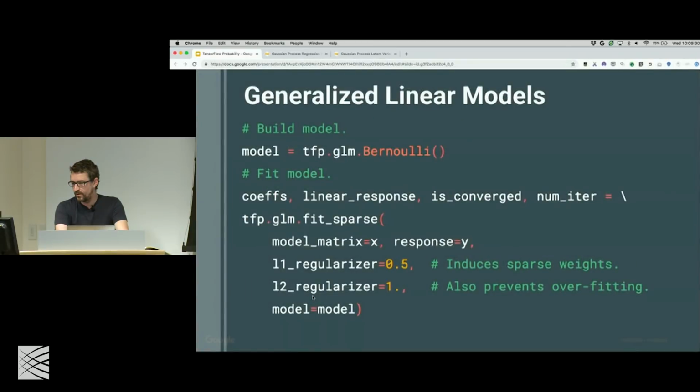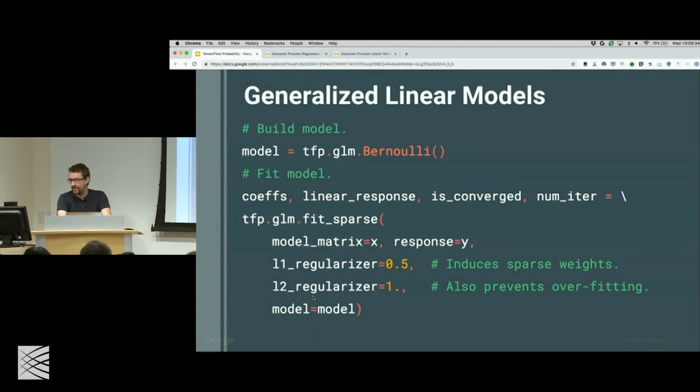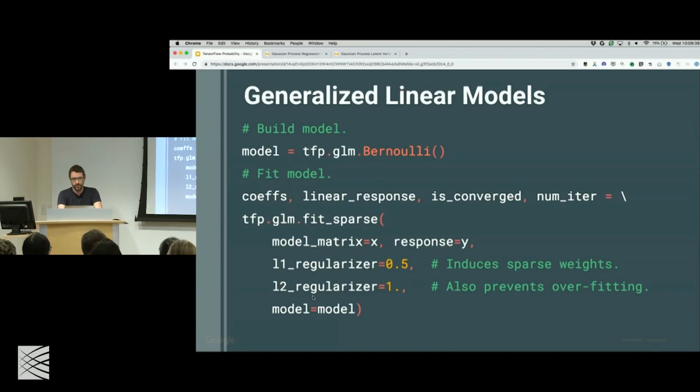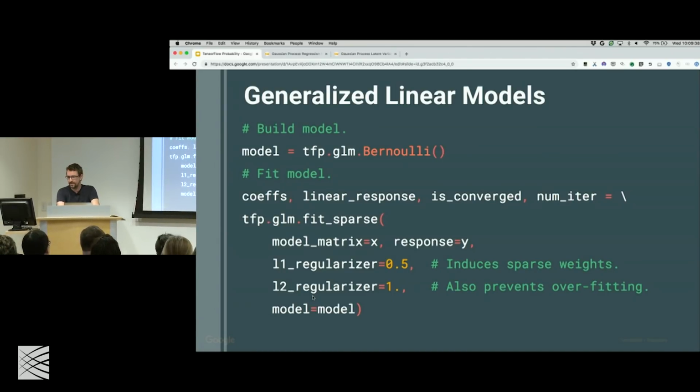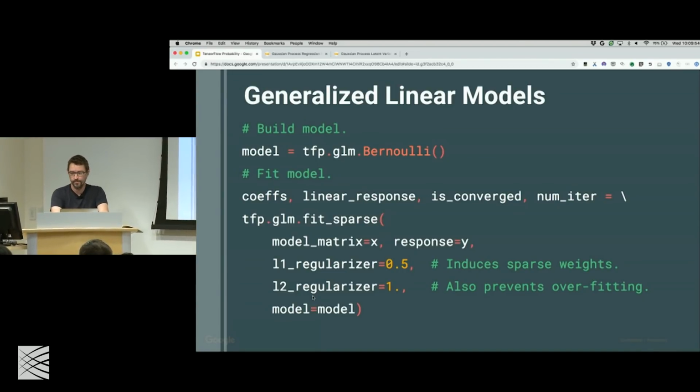A recent addition to the library was the support for generalized linear models. This is a nice, quick example of logistic regression, just really a handful of lines of code. And we have a nice second-order optimizer for fitting these. It's similar to GLM-net in R.